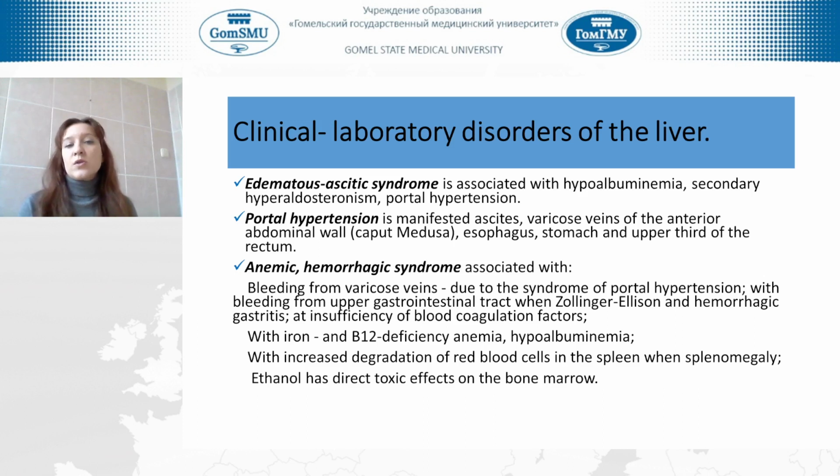Add insufficiency of blood coagulation factors with iron and B12 deficiency, anemia, hypoalbuminemia, with increased degradation of red blood cells in the spleen in splenomegaly. Ethanol has a toxic effect on the bone marrow.